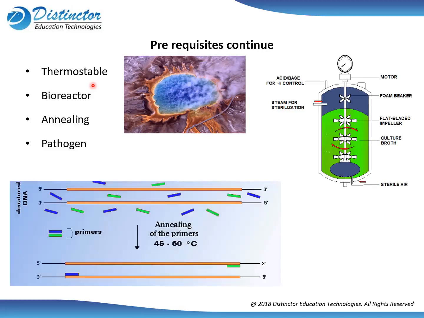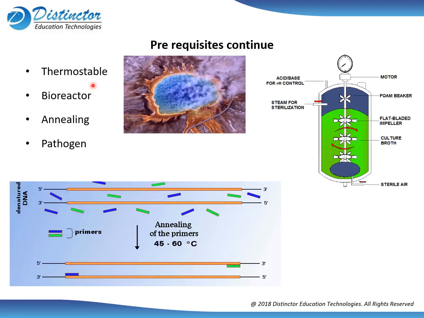The next one is annealing. Annealing is nothing but the binding of primers or the binding of a probe to become a double strand. So when single stranded DNA becomes double stranded DNA, that is called annealing. Annealing means a single strand is going to become a double strand, or the formation of a double strand, which is called annealing.